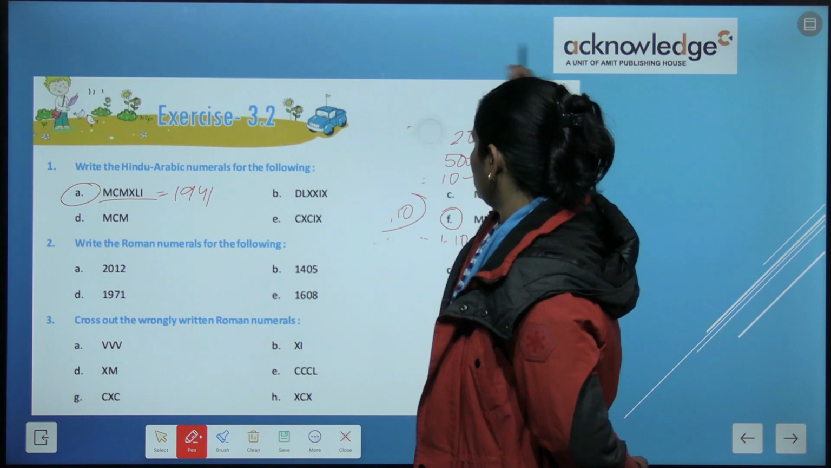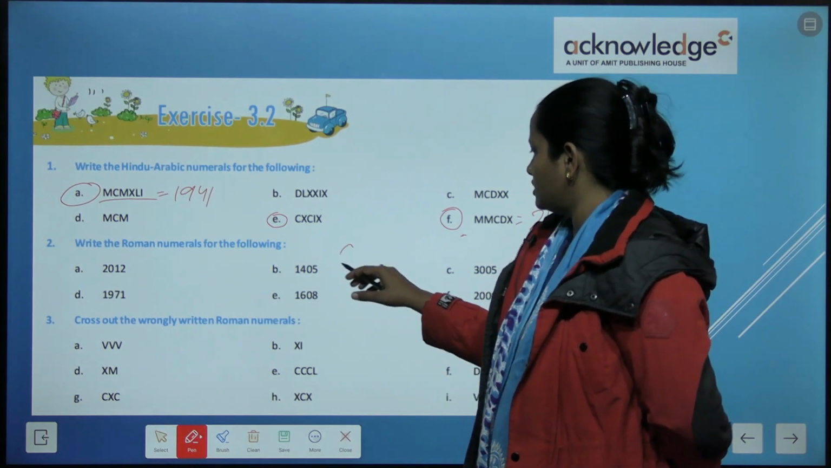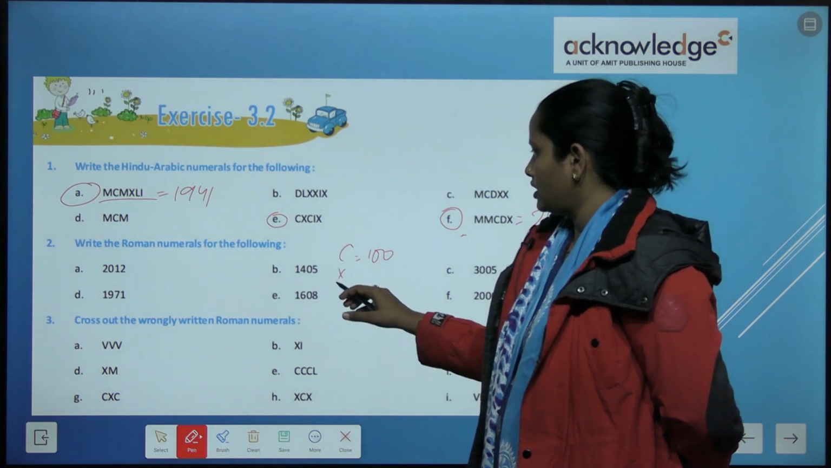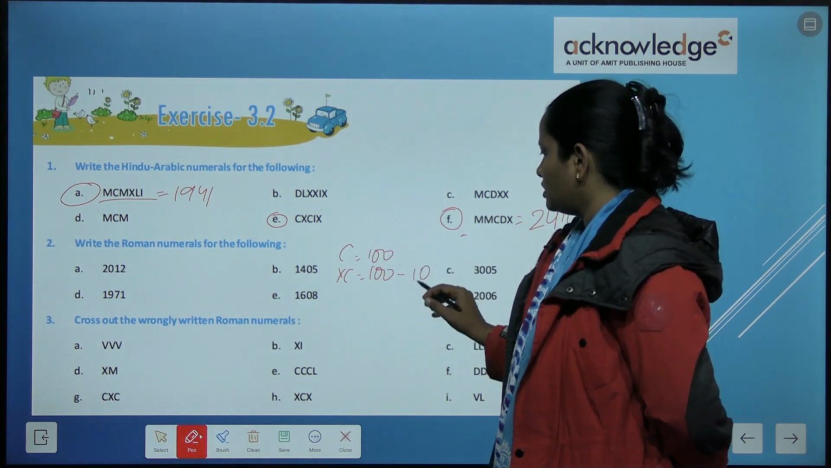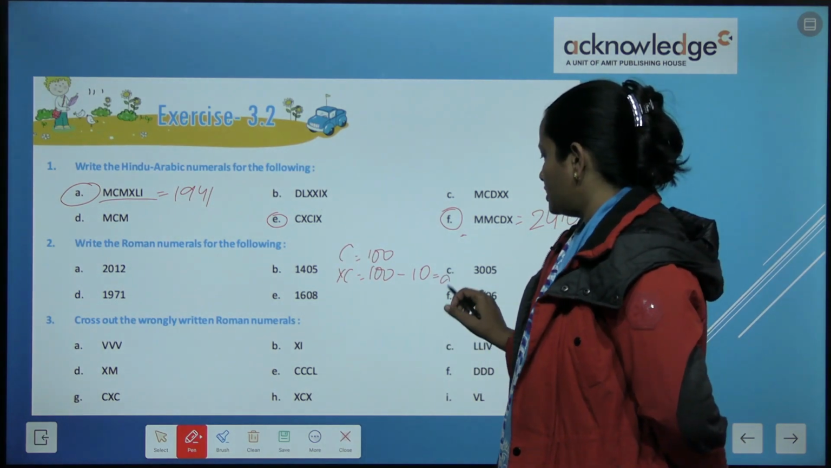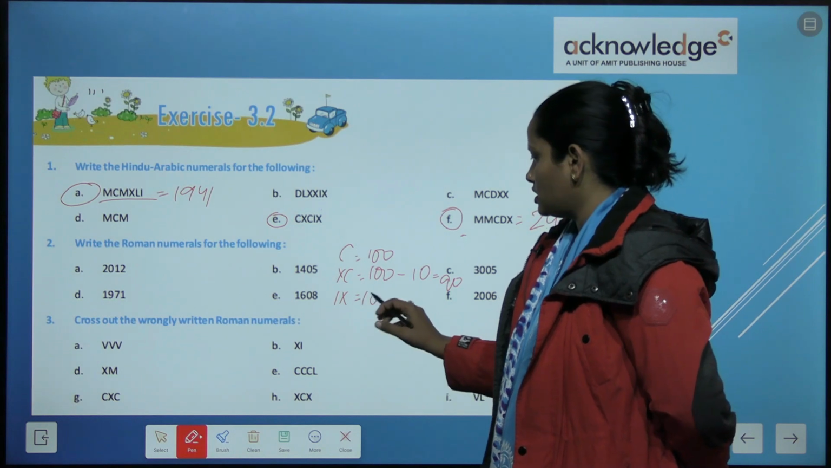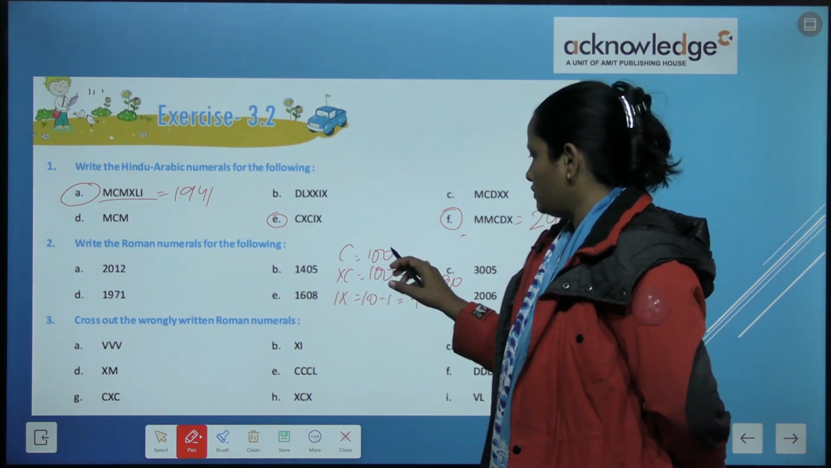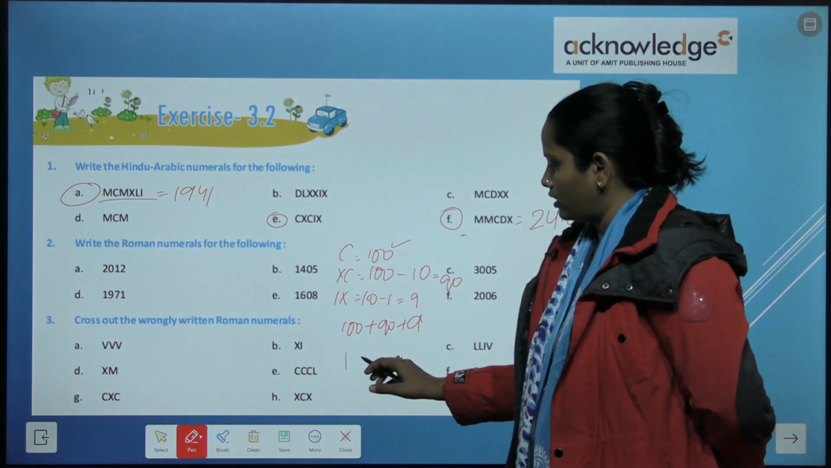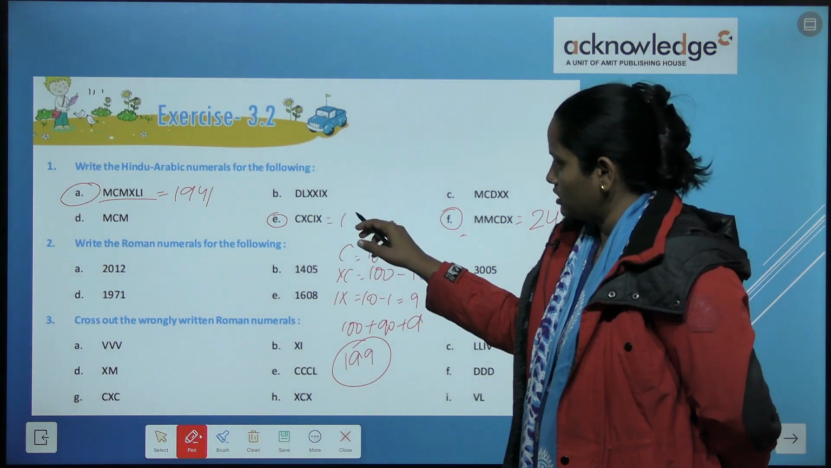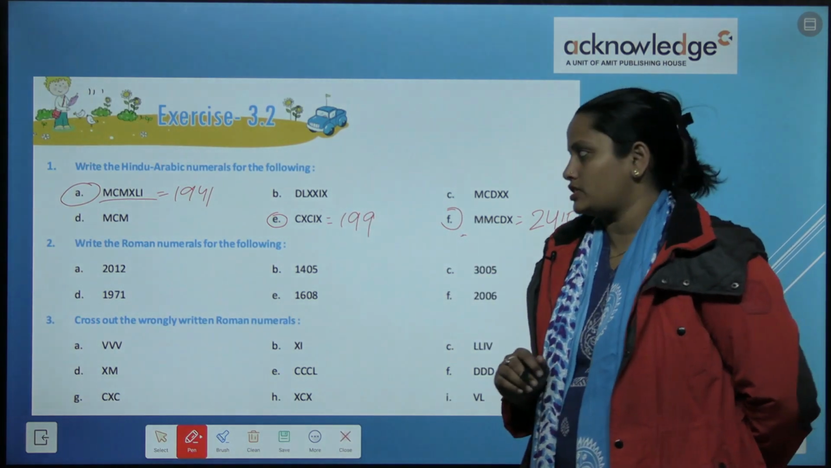I hope this is clear to you. Now let's do one more question here. Let's do this E part. So here C is 100, XC which means 100 minus 10, which is 90. Now IX which means 10 minus 1 which is 9. So when we add 100 plus 90 plus 9, what do we get? 199. So here children, this is your answer, 199. Similarly, you have to do the rest of the questions that are given here.